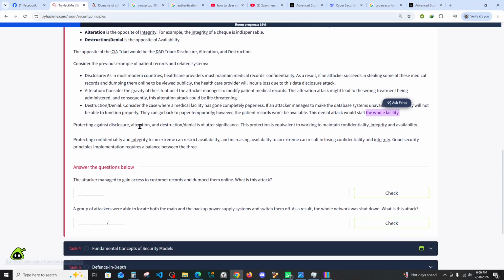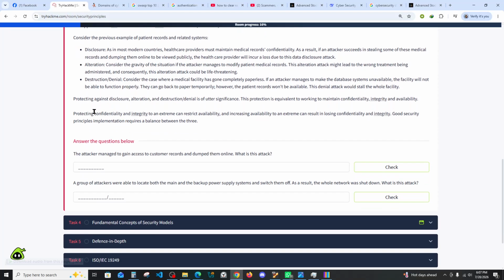Protecting against disclosure, alteration, and destruction or denial is of utter significance. This protection is equivalent to working to maintain confidentiality, integrity, and availability. Protecting confidentiality and integrity to an extreme can restrict availability, and increasing availability to an extreme can result in losing confidentiality and integrity. Good security principles implementation requires a balance between the three.